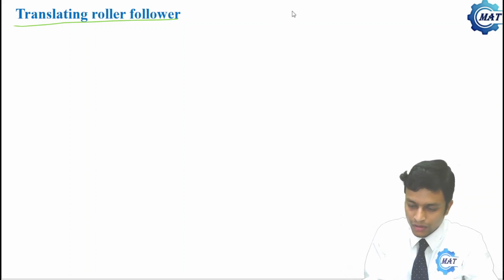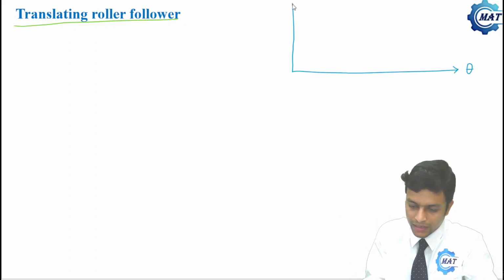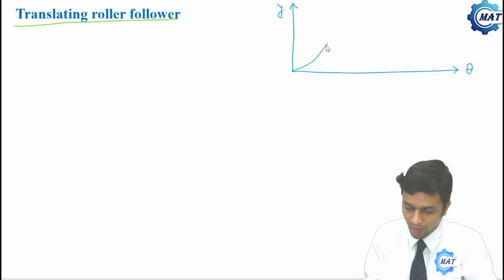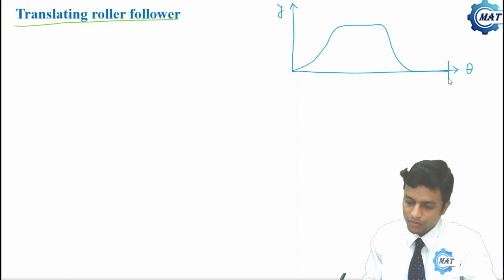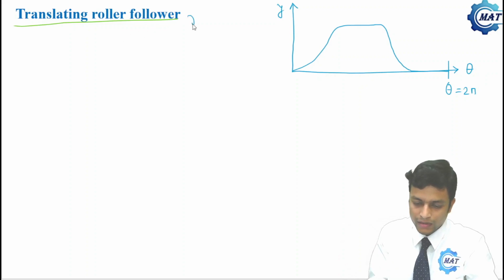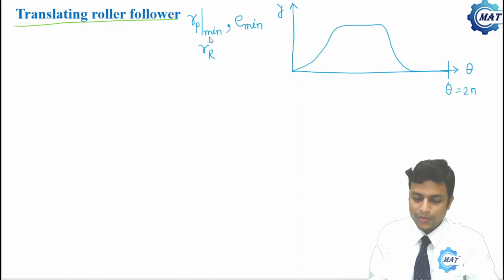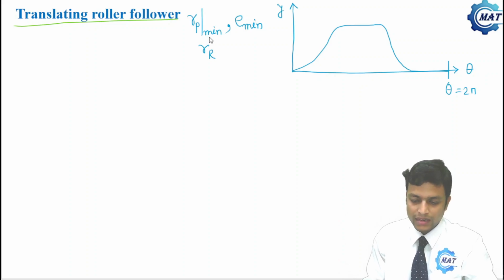Similarly, here also the y theta plot will be given. This is theta, this is y. So this is theta equal to 2 pi. So y versus theta is given. And for the roller follower, R_P min and E min and R_R, that is the radius of the roller, are given. R_P min is the minimum prime circle radius.